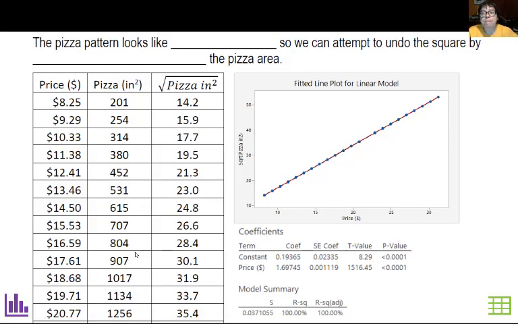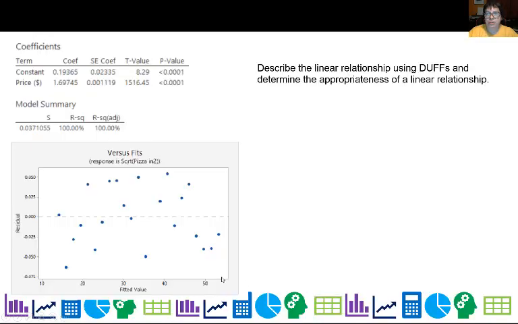To me, the pizza pattern from the residuals looked very much like y equals x squared. So let's undo the square by taking the square root of the pizza area. I had price here as x, pizza in inches squared here. So I'm going to take the square root of that area. And now you can see my new model. Here are my coefficients, and my r squared is actually 100%. Can't beat that.